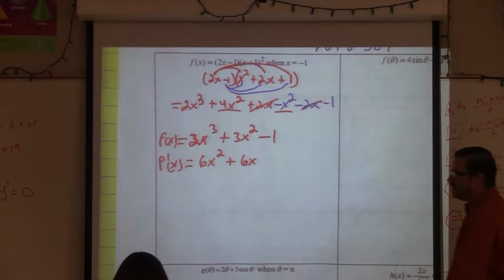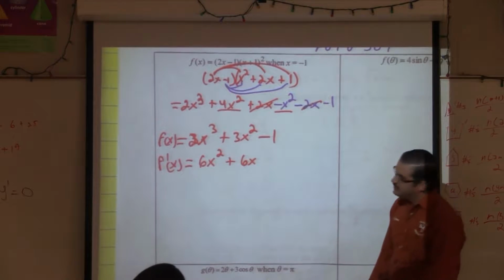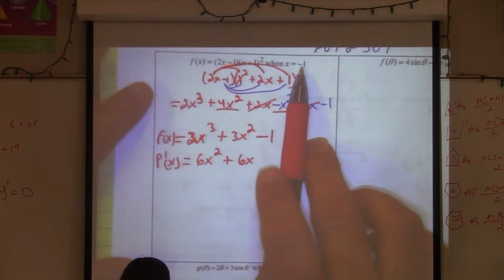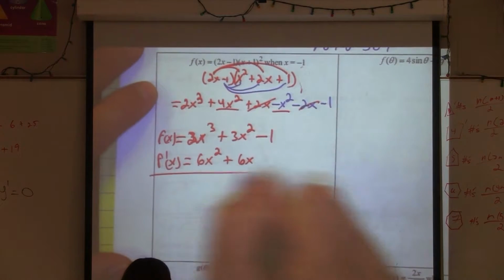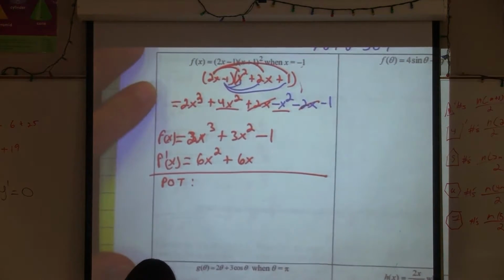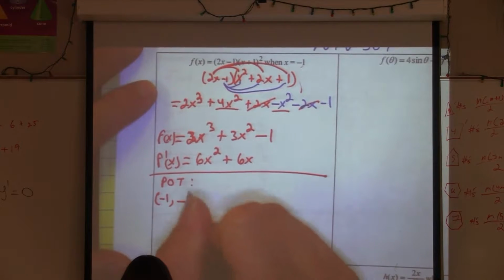Why did I need that? Why did I want the derivative? So I can get the slope at this particular value, right? Okay, so now we're ready to work with the equation. So I need the point of tangency, right? How would I get that one? Plug into the original function, right?